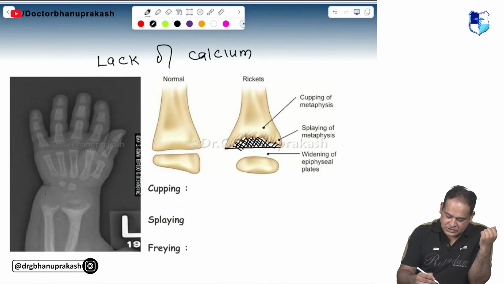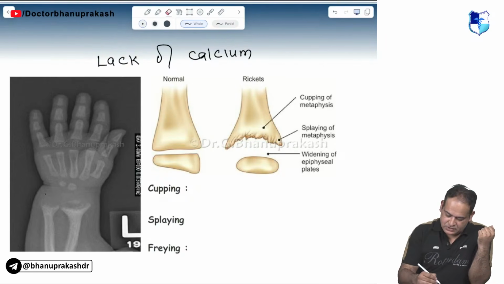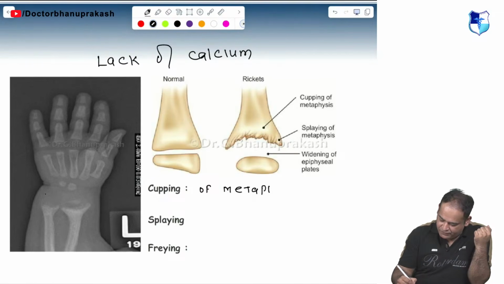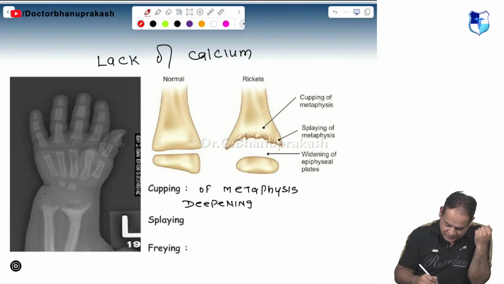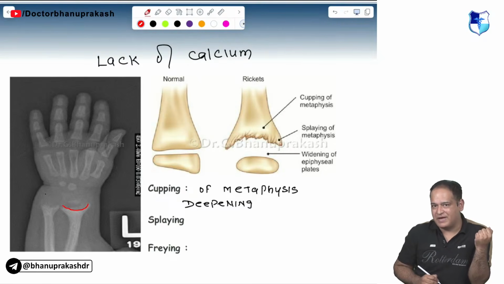Fine. So this particular finding on X-ray is called cupping. This is called cupping of metaphysis. So basically, what is cupping? Deepening here. Let's see it on the X-ray. So this is cupping. Cupping of metaphysis.